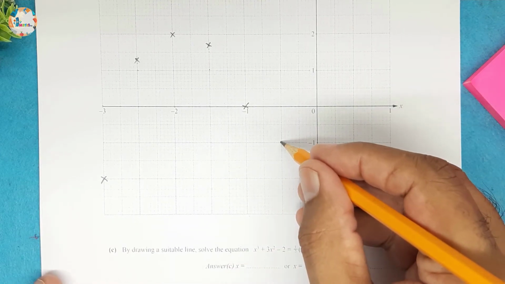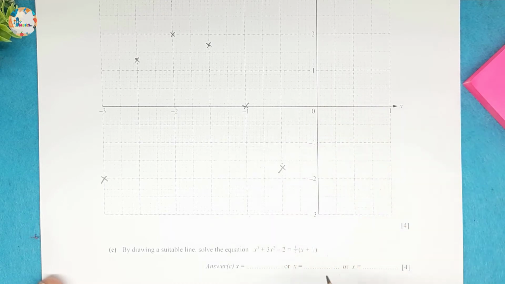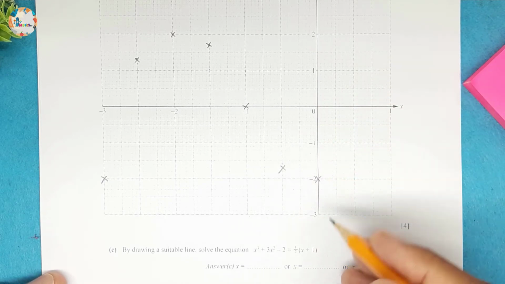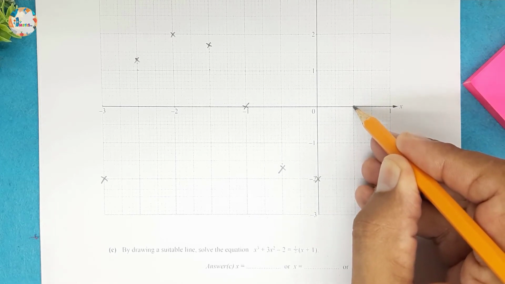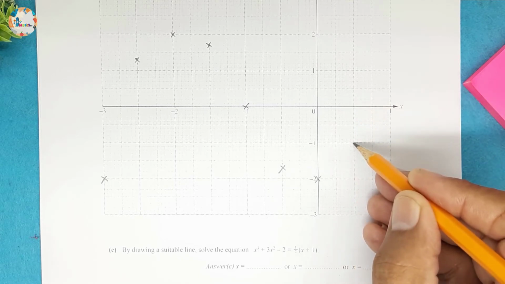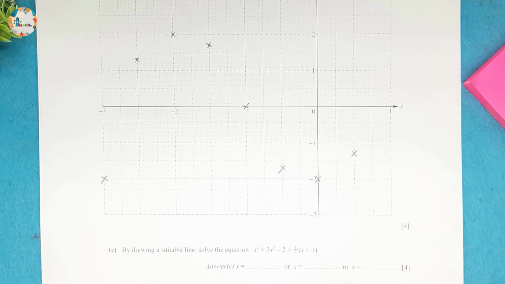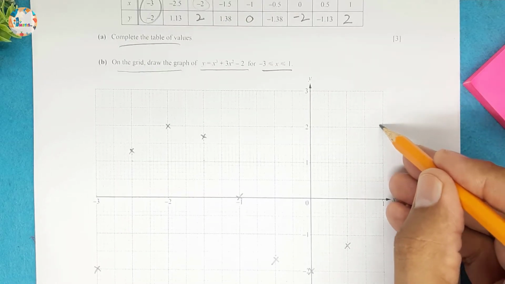So minus 1.38 will be like this over here. Then 0 and minus 2, 0 and minus 2 will be this one, and 0.5 and minus 1.13, minus 1.1 and 3 will be over here. Then 1 and 2, 1 and 2 will be over here.